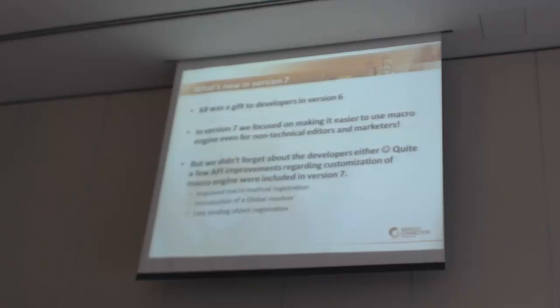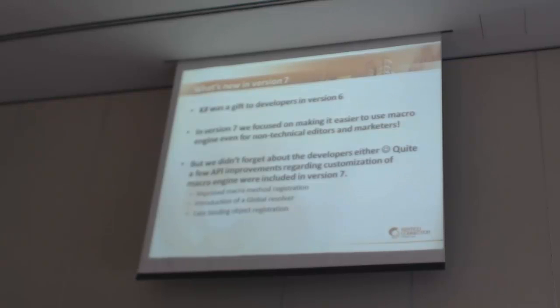So, what's new in version 7? In version 6, we were focused on improving the language itself, on developing the C# language, so it was more like a gift for developers. But in version 7, we focused on making it easier for non-technical people to use it. So we added a lot of macro components, and we improved them. So actually in version 7, you don't really need to know the C# language itself. You can use the macro engine without actual knowledge of C#. You just drag some sentences, you make conditions, and it's pretty easy. I'm going to show you how it works.